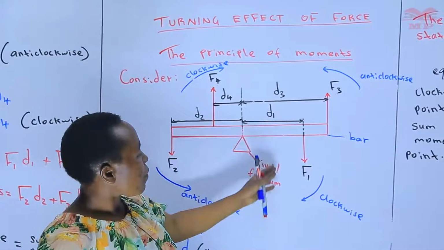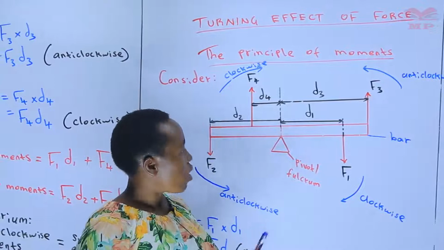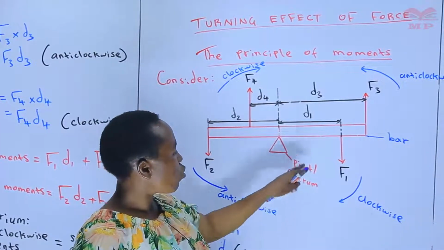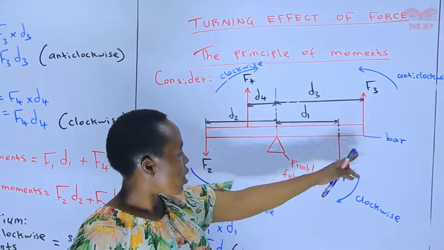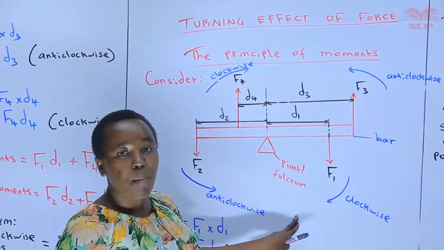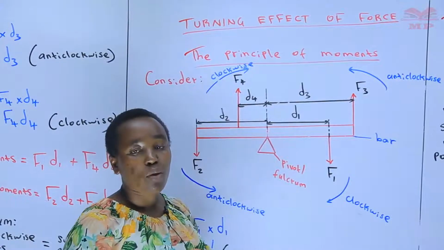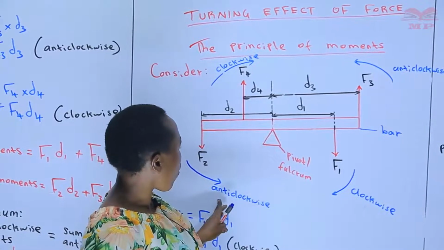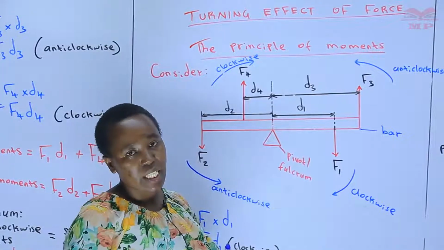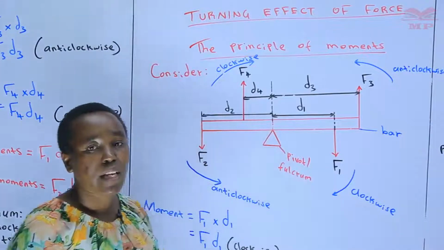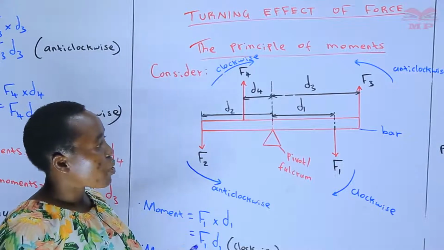Now, you can have many forces. You can have 2 forces, 3 forces, as many as you are given. But provided that you know that on this right-hand side of the pivot, the forces will bring about a clockwise moment. That is the downward forces. The upward will bring about an anti-clockwise moment. On this side, anti-clockwise moment, clockwise moments being brought about by those upward forces acting on the left-hand side of the point of support or the pivot. So that is the principle of moments.